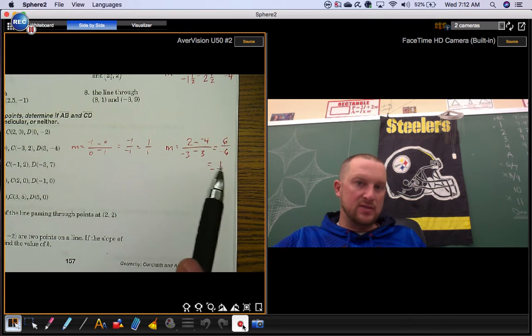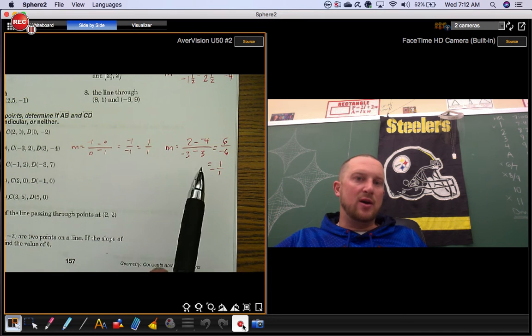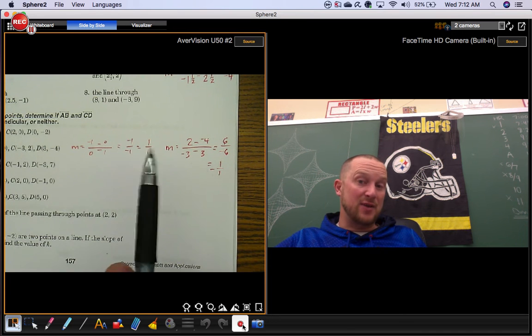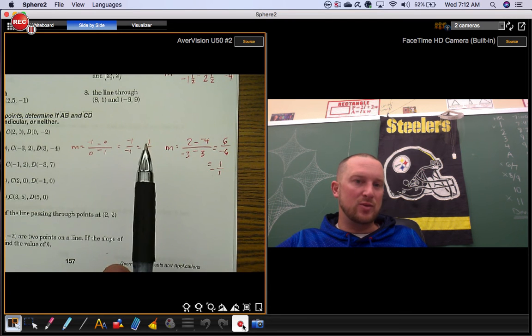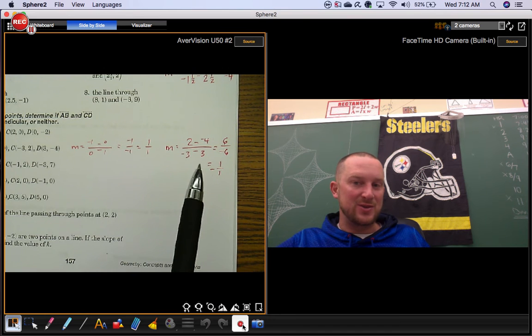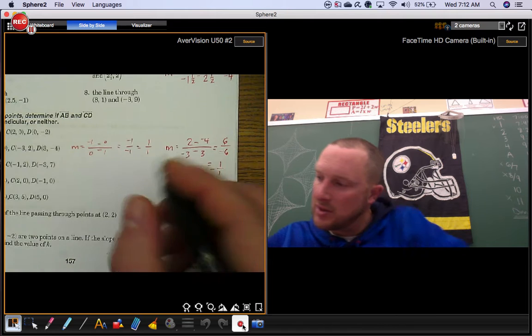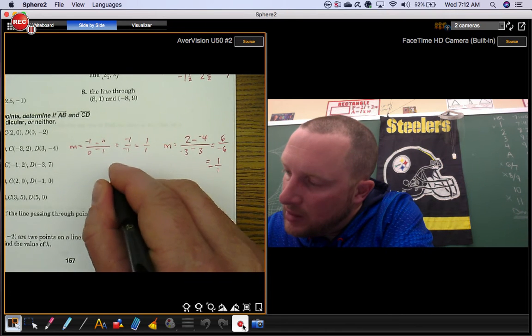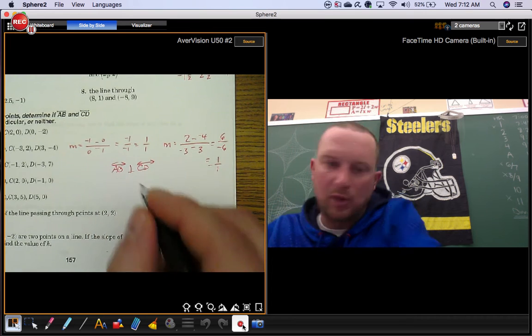This is positive, this is negative, so they're not the same. They're not parallel. But it does look like they're the same fraction, but they're reciprocals as well. So when your numerator and your denominator are the same, they're actually reciprocals also. So watch yourself. These are opposite reciprocals. So line AB and line CD are perpendicular.